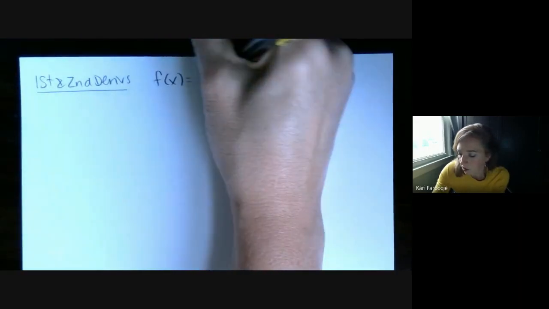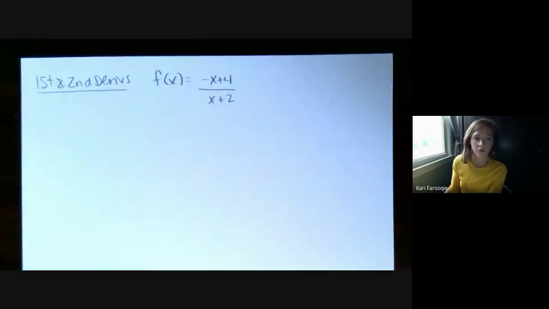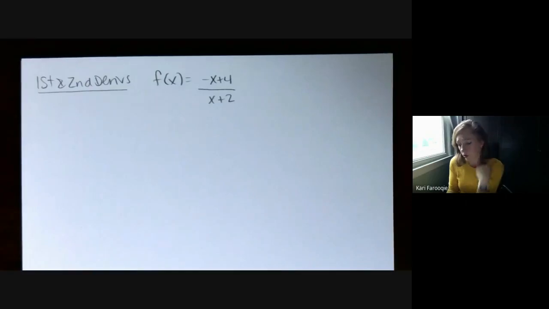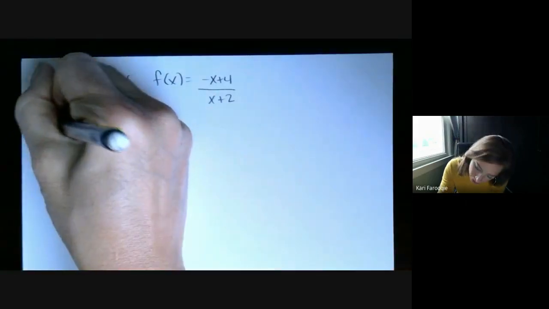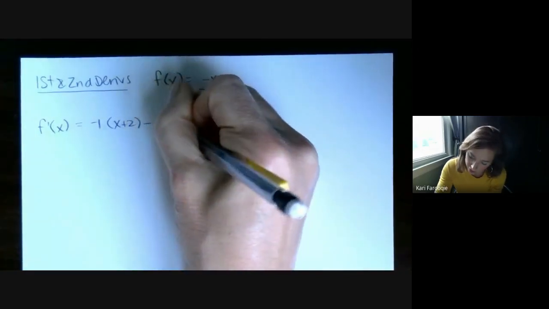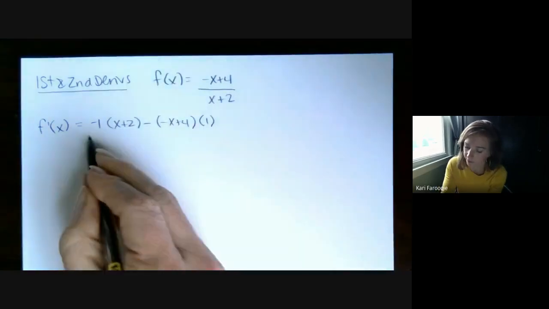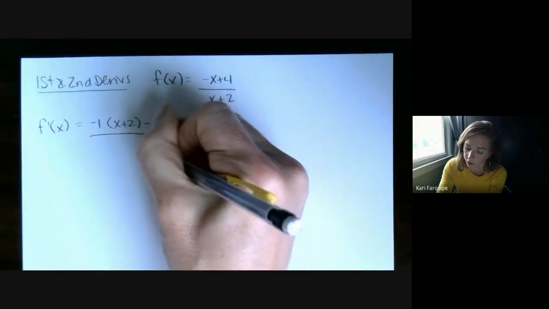f of x is negative x plus 4 divided by the quantity x plus 2. We're going to use the quotient rule here to find f prime and then f double prime. So f prime g minus f g prime. Don't forget to divide by g squared.